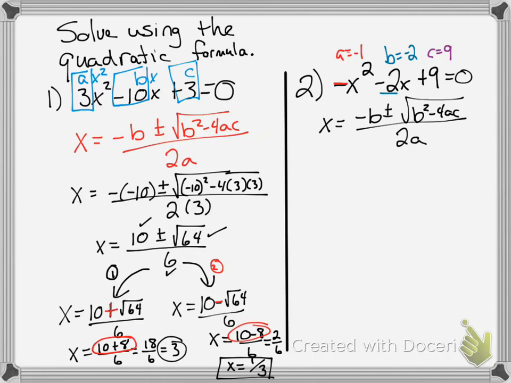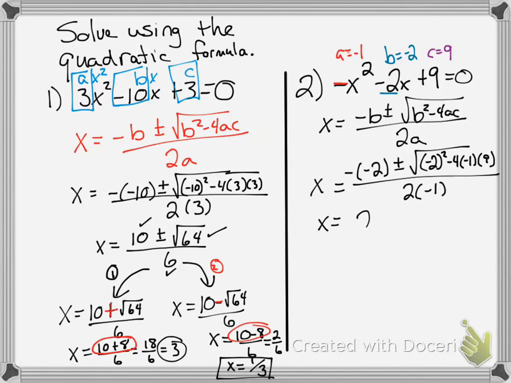Now I need to fill into my formula. So I've got negative of negative 2 plus and minus the square root. Got negative 2 squared minus 4 times negative 1 times 9, divided by 2 times negative 1. So a negative of negative 2 would be a positive 2, plus and minus my discriminant, which is 40, which tells me I have two real answers, and then divided by negative 2.